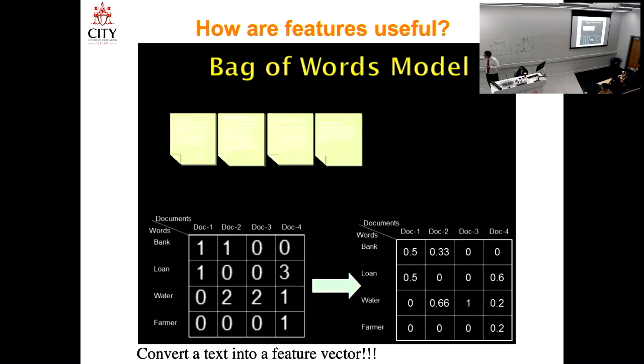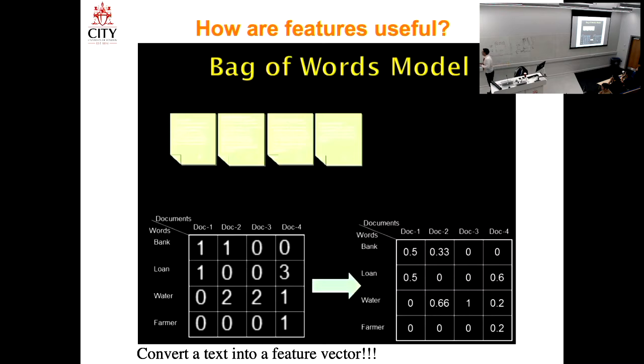So with this, you can create a feature vector again. So document 1 is now 0.5, 0.5, 0, 0. Document 2 is 0.3, 0.6. So you are converting a big text into a feature vector. And if only these 4 keywords are enough, you have a good point to separate those texts from each other. You have a good starting point.